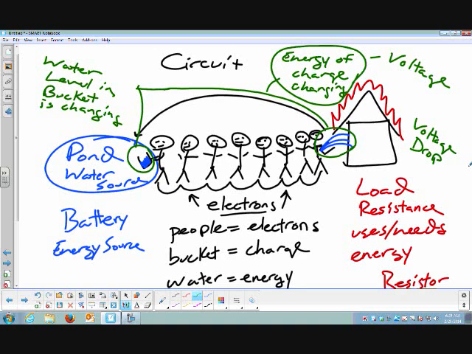And this is our picture of a fundamental circuit. Later on, I'll take a look at the difference between what we call parallel and series circuits and how they work with regards to our bucket brigade, and how we can draw some analogies and differences between the two.